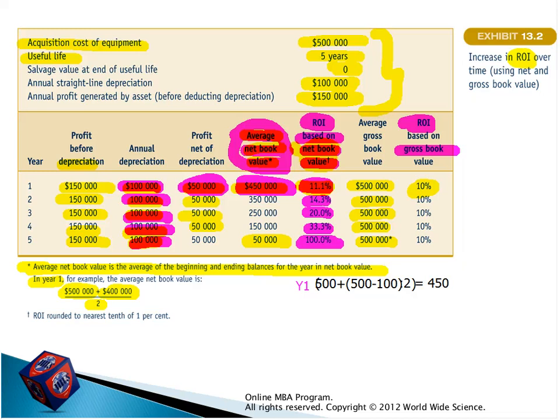Right, 400, already with depreciation in the first year, which was 100. And at the end of the year, how much will this be? Because of 400 minus 100, the 100 depreciation charge must be deducted each year, it is 300. Then we divide by 2 to get the average amount. You will get 350. This is the average net book value for the second year.